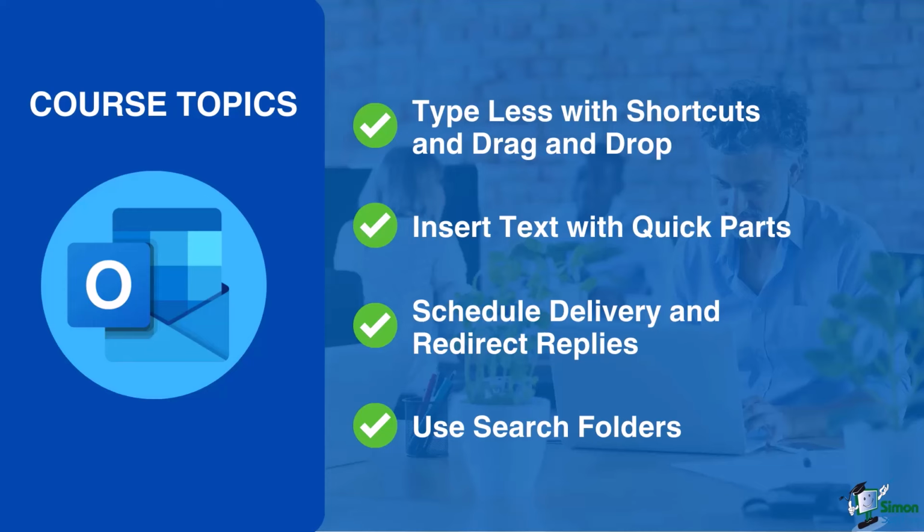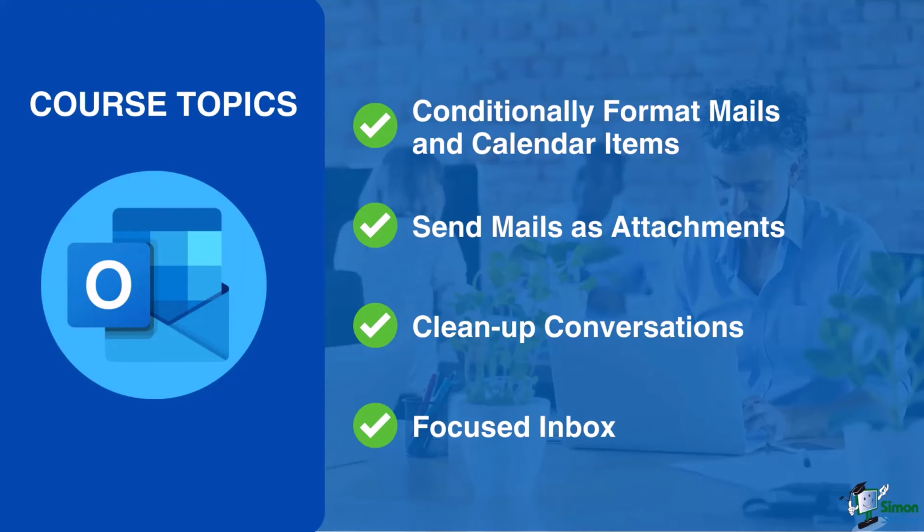Something that I absolutely love, and that is search folders, which means you can run searches that you do all the time with just one click. I'm going to show you how you can apply conditional formatting to mails and also calendar items to make them really stand out. And I'll also show you how you can send mails as attachments, something that people do all the time, but not a lot of people know how to do that. There's all different kinds of weird and wonderful techniques that people use. So we're going to take a look at that, and then I'm going to show you how you can use one of the automatic tools in Outlook to clean up your conversations. And then bonus tip at the end, we're going to talk a little bit about the focused inbox. So that's basically what we're going to run through.